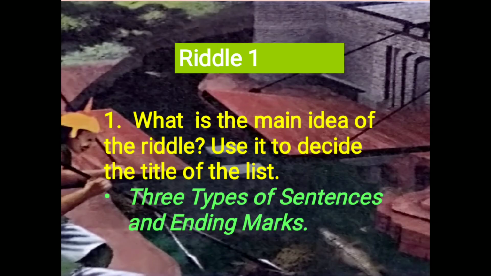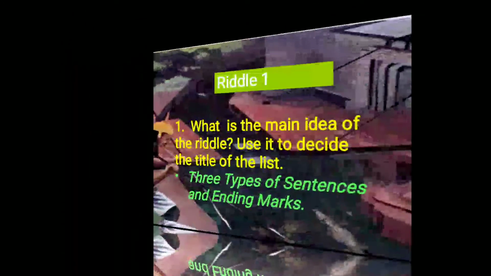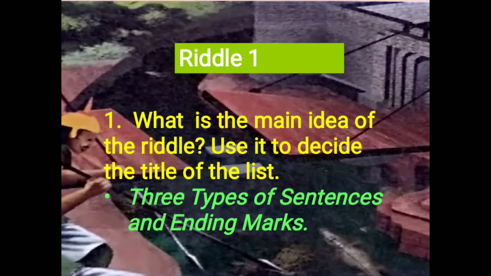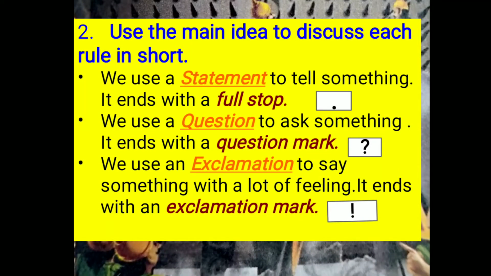Now tell me, use the main idea to discuss each rule in short. We have already discussed this in our previous class. If you have answered, children, pause your video here and send me a voice note for this. Fine. Okay. Now I'll tell you in short. Each rule in short. Fine. We use a statement to tell something. It ends with a full stop, isn't it? A statement ends with a full stop. Whenever we say something, then we use what? We use it to say something and it ends with a full stop.